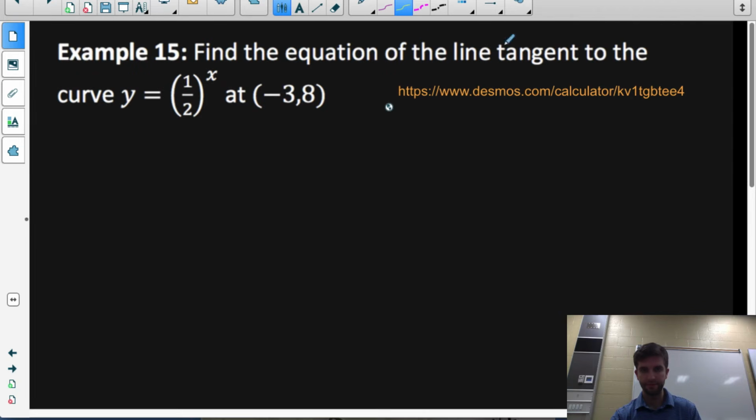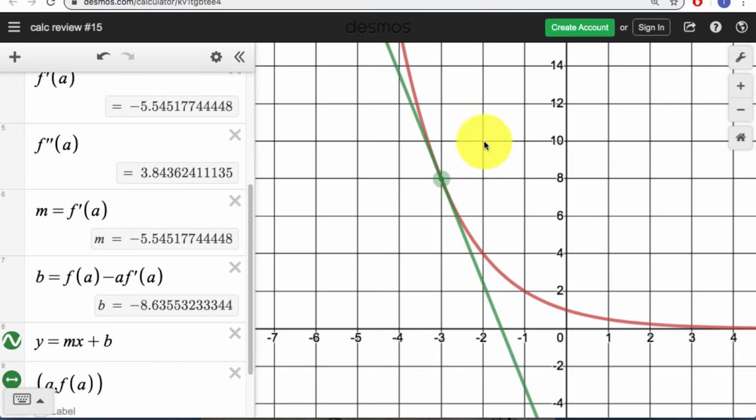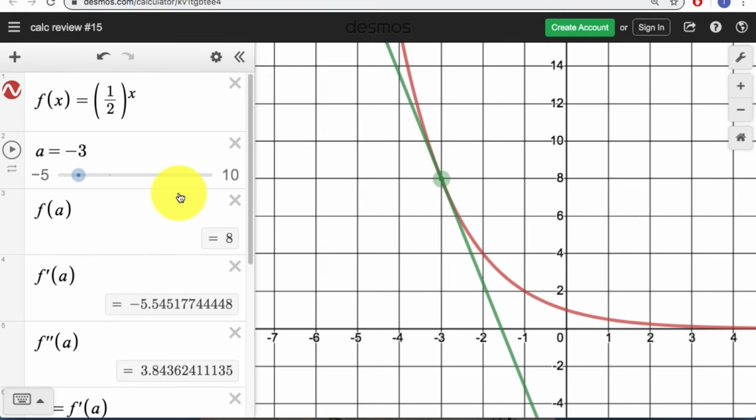Example 15: find the equation of the line tangent to this curve, an exponential function, at this point. It actually gives us the y-coordinate this time, so that'll save us a bit of work. Here's the graphical representation of that in Desmos. The red function is our exponential function, half to the x, and the green line is what we're trying to find the equation of.